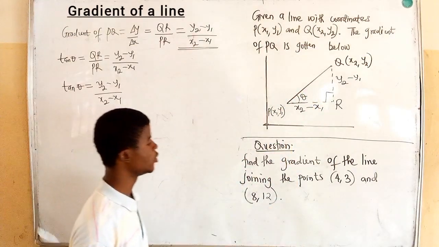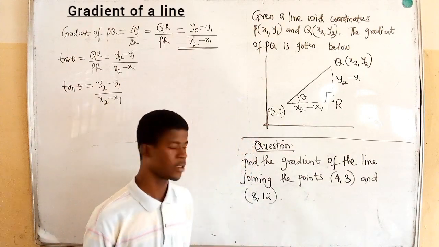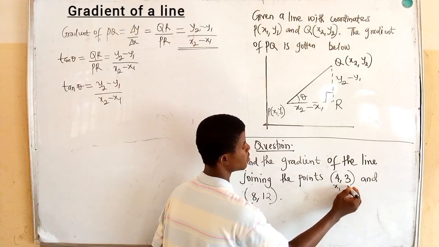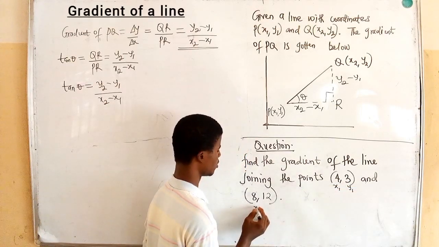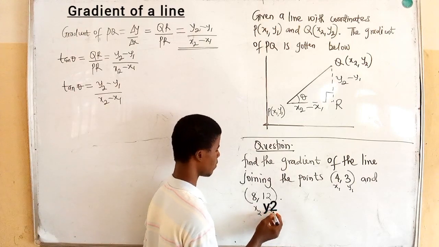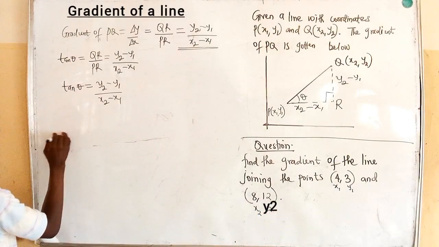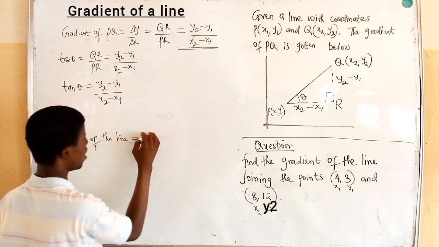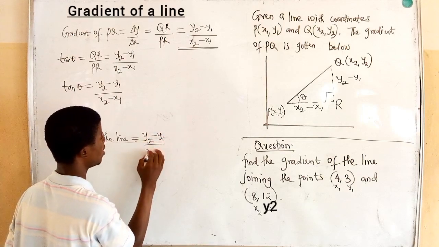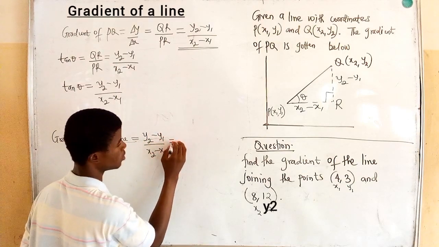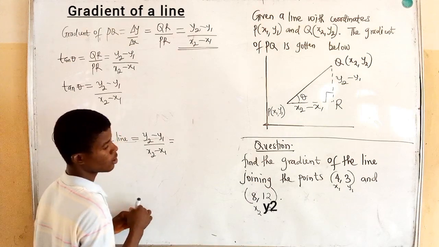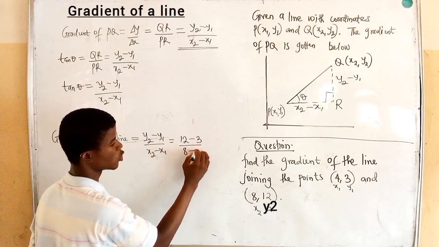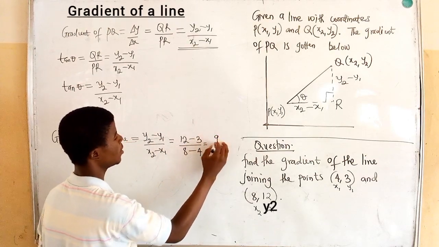Find the gradient of the line joining the points (4, 3) and (8, 12). This is our x1, that's 4. y1 is 3. x2 is 8 and y2 is what? 12. So the gradient of the line is equal to y2 minus y1 over x2 minus x1. This is it. y2 is 12, y1 is 3, x2 is 8, x1 is 4. So this will give us 9 over 4.